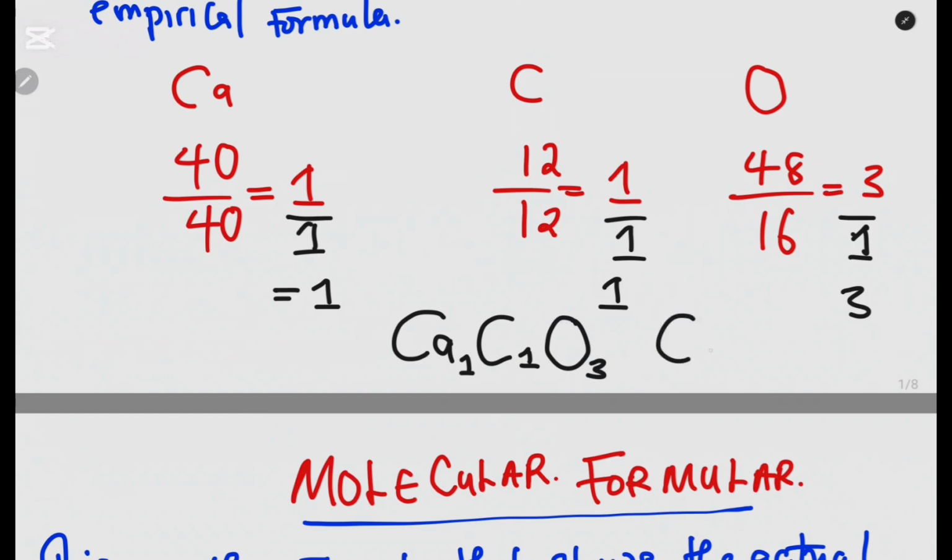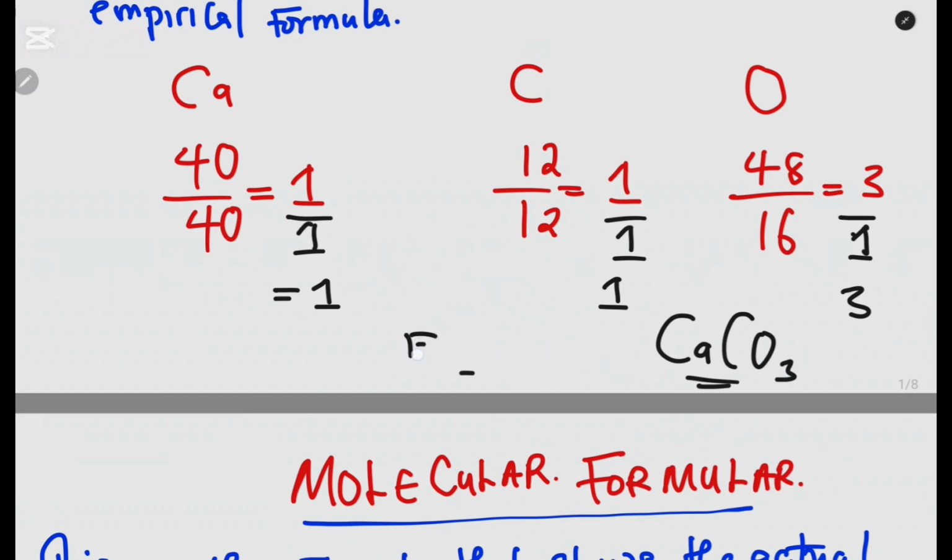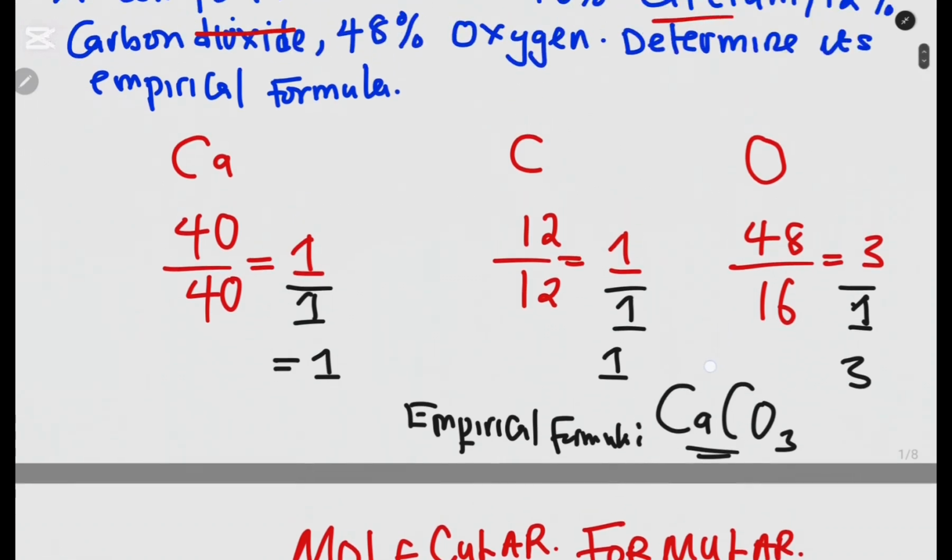So it's going to be calcium carbonate, like that. So this is the empirical formula. Have you gotten that? This is the simplest formula of that compound. So that is how we successfully write it. I guess you followed the steps.